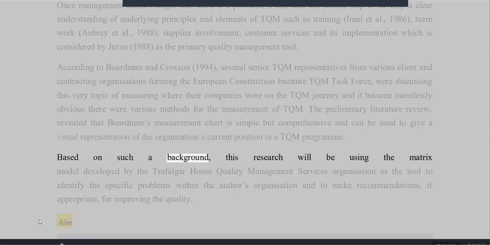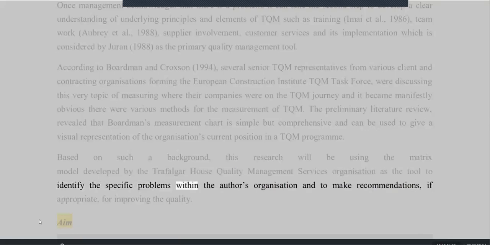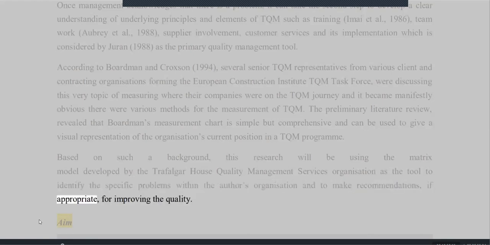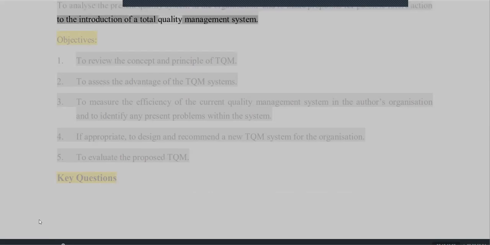Based on such a background, this research will be using the matrix model developed by the Trafalgar House Quality Management Services Organization as the tool to identify the specific problems within the author's organization and to make recommendations, if appropriate, for improving the quality. Aim: to analyze the present quality system in the organization and to make proposals for possible future action to the introduction of a total quality management system.